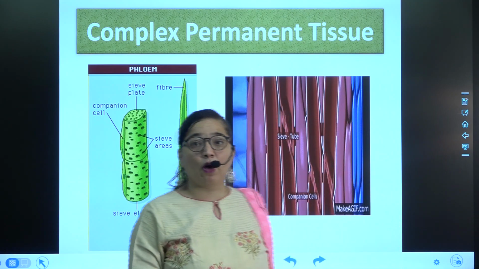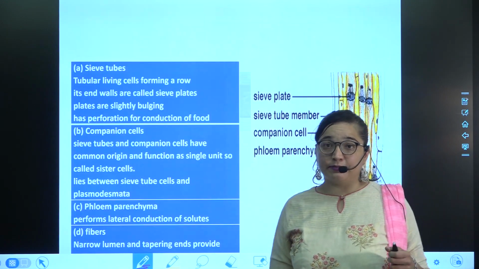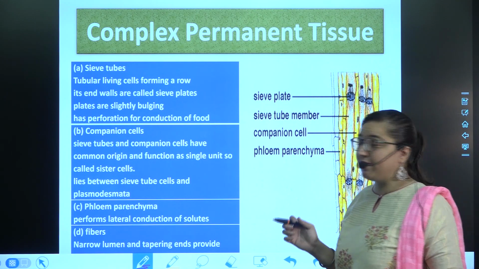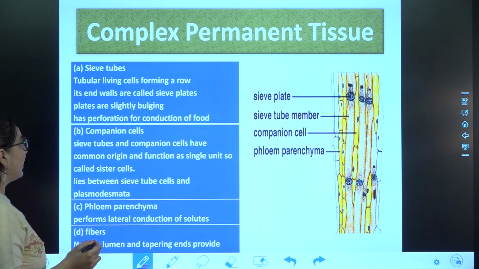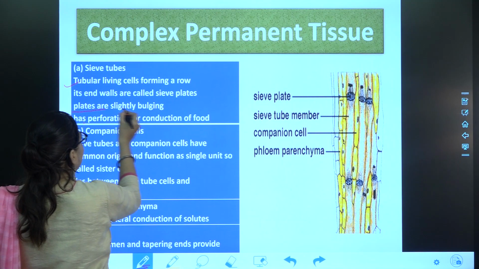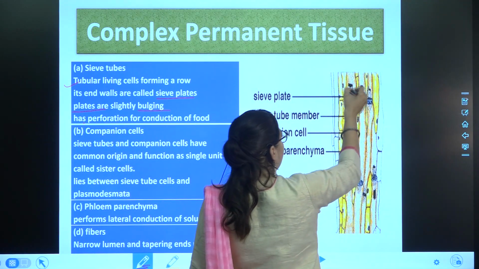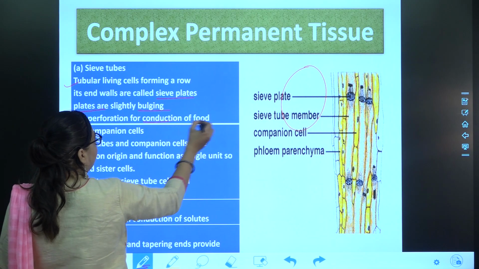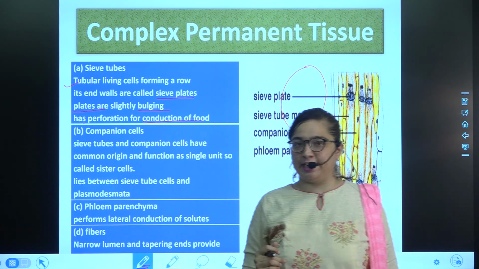Now we are going to discuss the 4 parts in detail with the help of a table. Here it is, the table: the sieve tubes, companion cells, phloem parenchyma and fibers. We had already discussed the content with the help of the diagram. Now we'll see what is written over here. These are the tubular cells, and at the end there are sieve plates which are bulging. Here also you can see the sieve plates. It is a bit bulged, and it has perforations for the conduction of food. Even for movement of any kind of things, the perforations are needed.